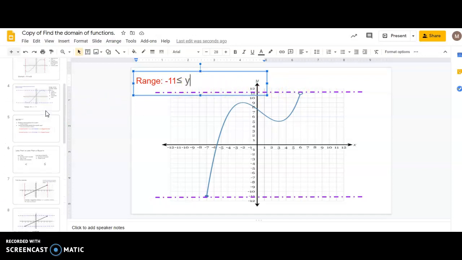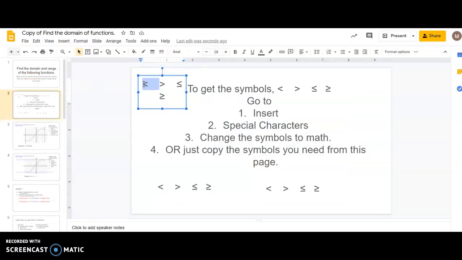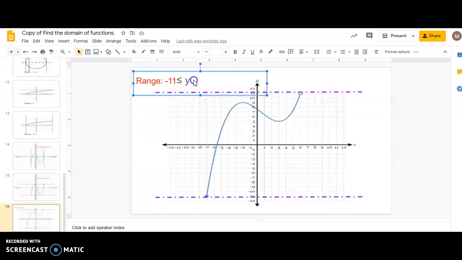So I'm going to go back to my other slides. I'm going to copy the less than symbol, because that's the one I need. Control copy. So I'm going to go right back here. So it's y is less than, and then it's positive 11 right there. So my range is from negative 11 to 11, because that's the bottom to the top. Notice that this one had a less than or equal to, and then it had an open circle, so that was less than. Hopefully this video helps you determine how to do domain and range on graphs.